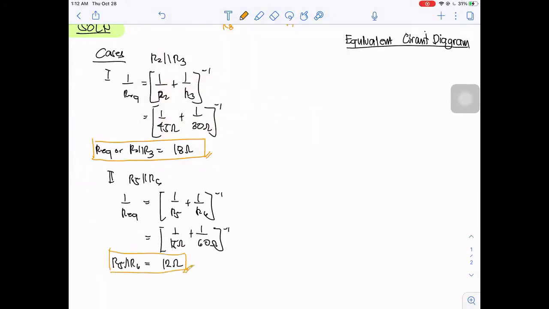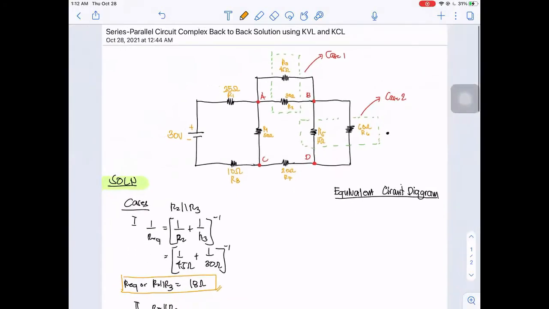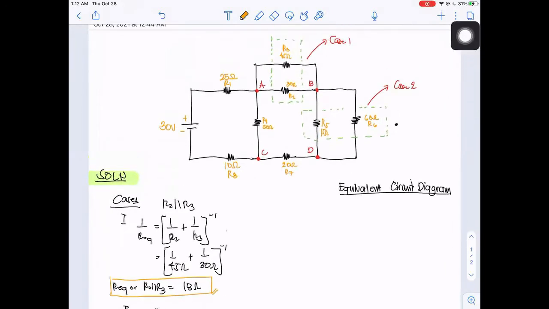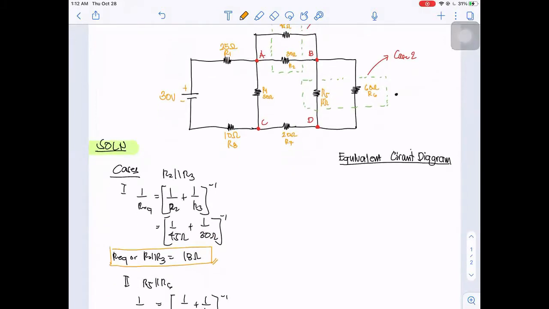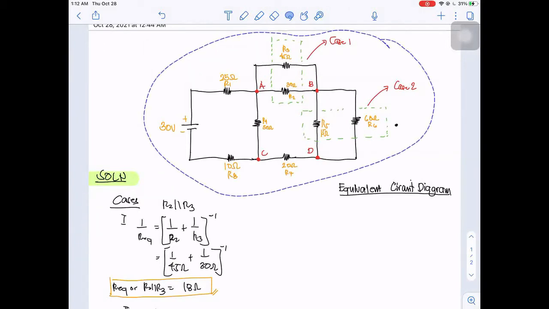Okay, so we are done solving the two cases. Now let's draw the equivalent circuit. From the complex circuit, we will convert this into a simple single equivalent circuit. We start by combining case 1 and case 2, and this is now the circuit. So we have, again, this is our 30 volts. Let's just copy the entire circuit to save time. So this is our entire circuit.